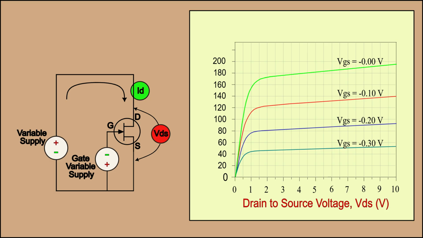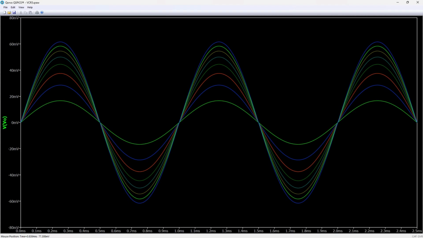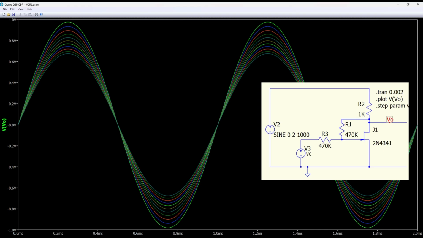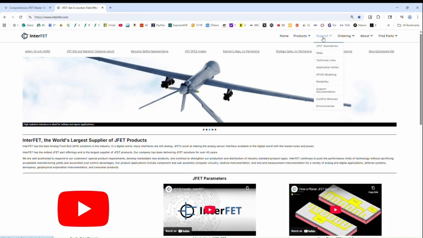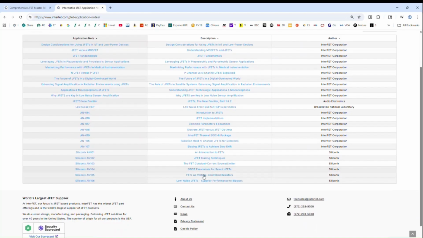I hope you found this video to be informative and perhaps a little entertaining. There is, of course, more to learn about voltage control resistors. And for more details on using a JFET as a VCR, please see the InterFET website and use the support pull-down to find app notes. Then scroll down to FETs as voltage control resistors.